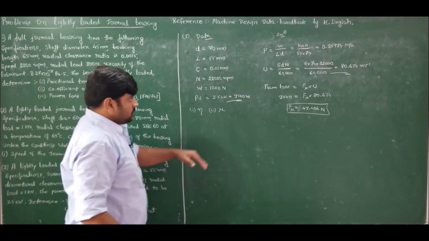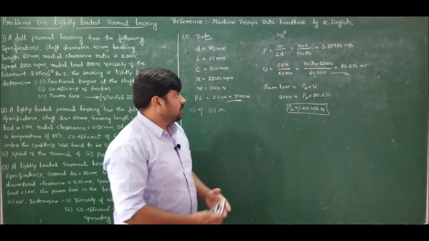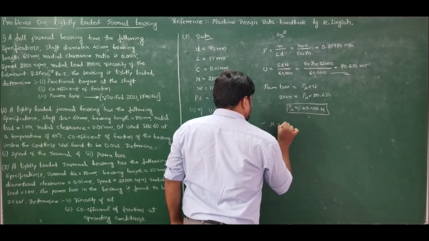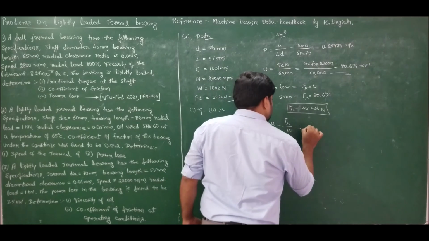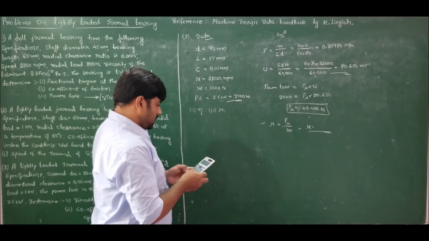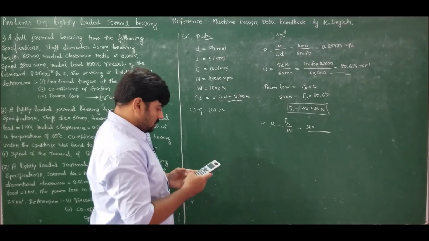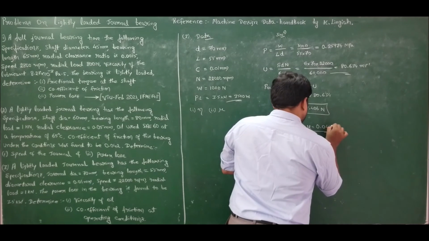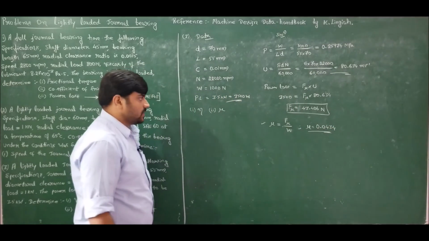Now we know that coefficient of friction is defined as frictional force divided by normal load. So mu will become this divided by 1000, because load is 1 kilonewton, 1000, which is nothing but 0.0434. 0.0434 is the coefficient of friction.